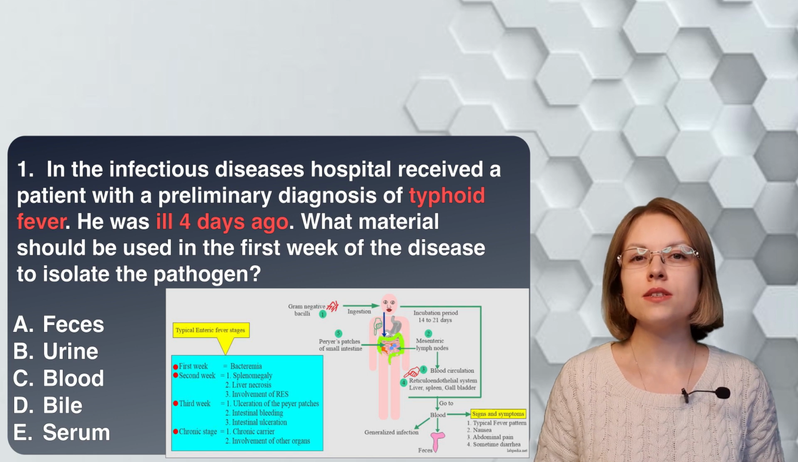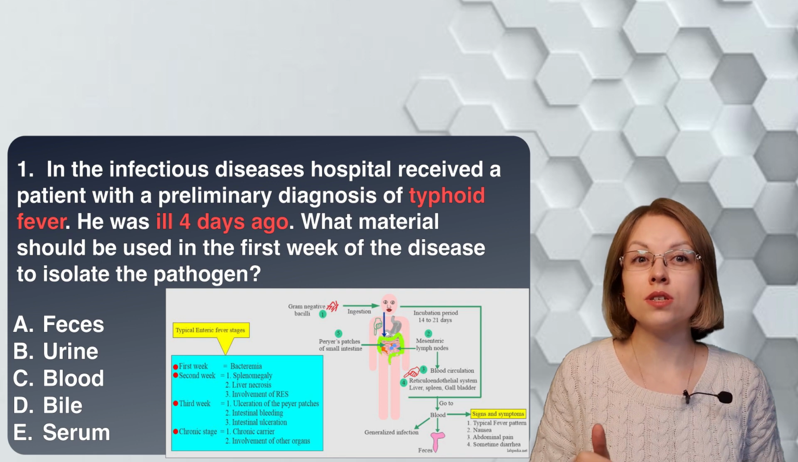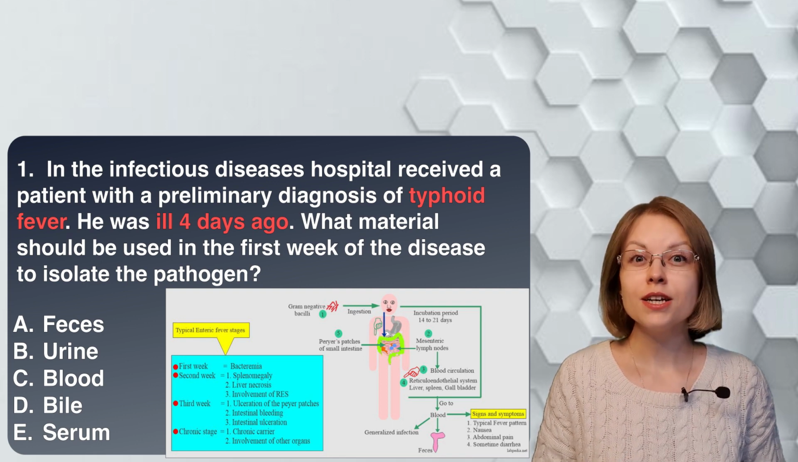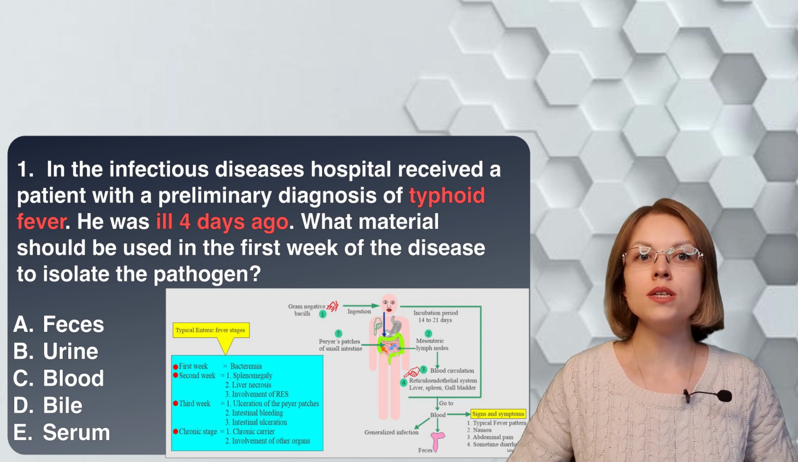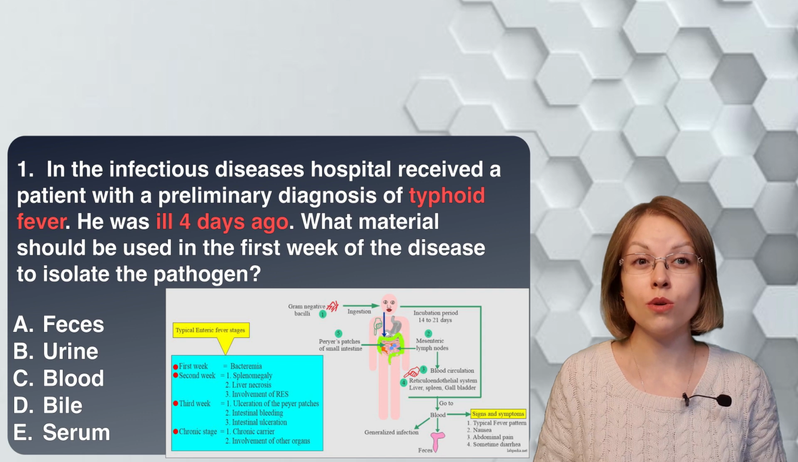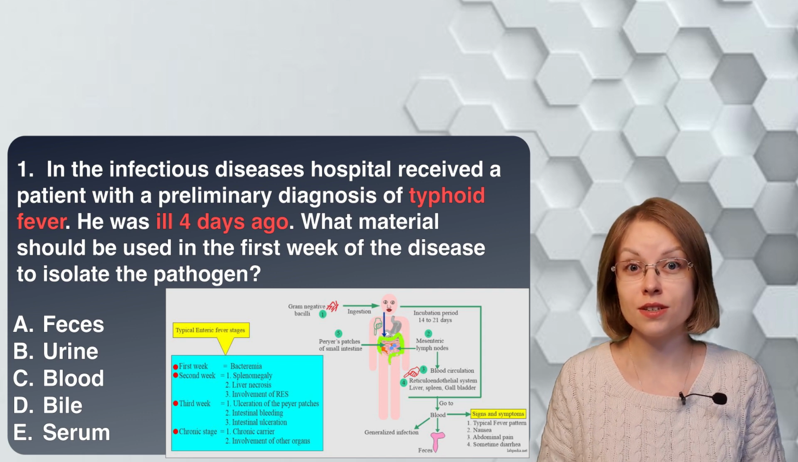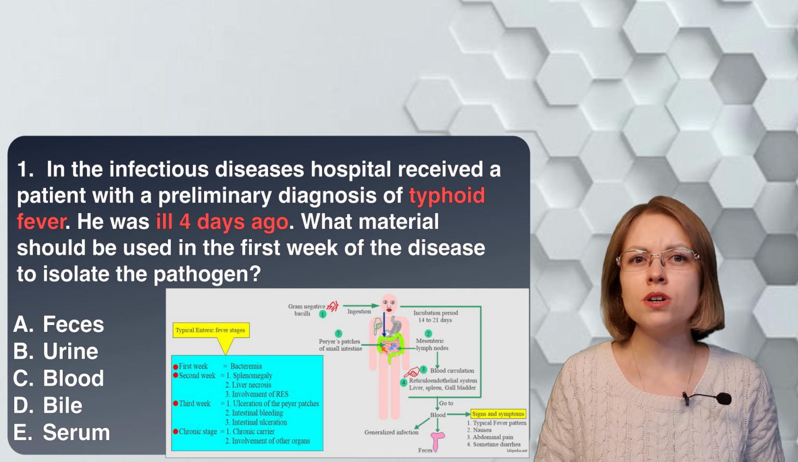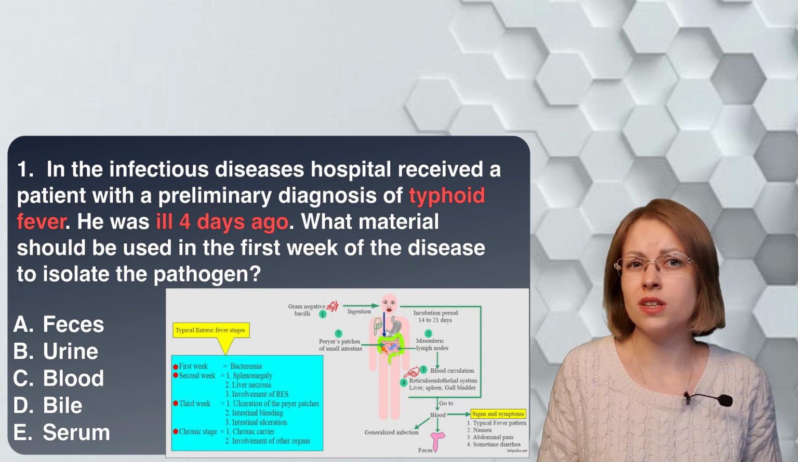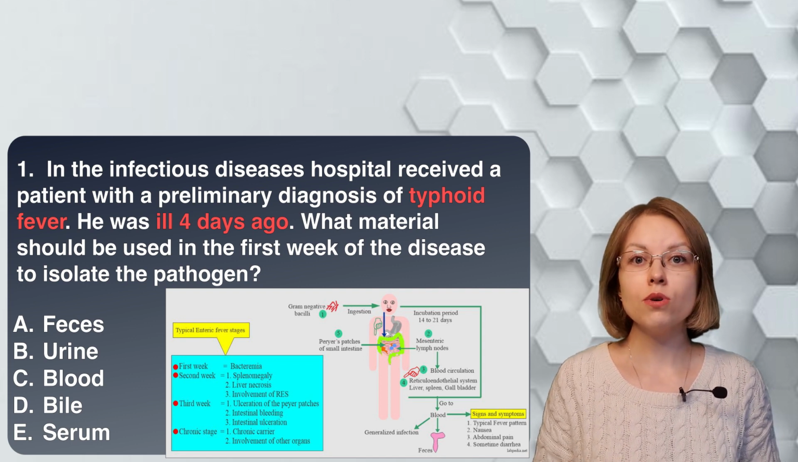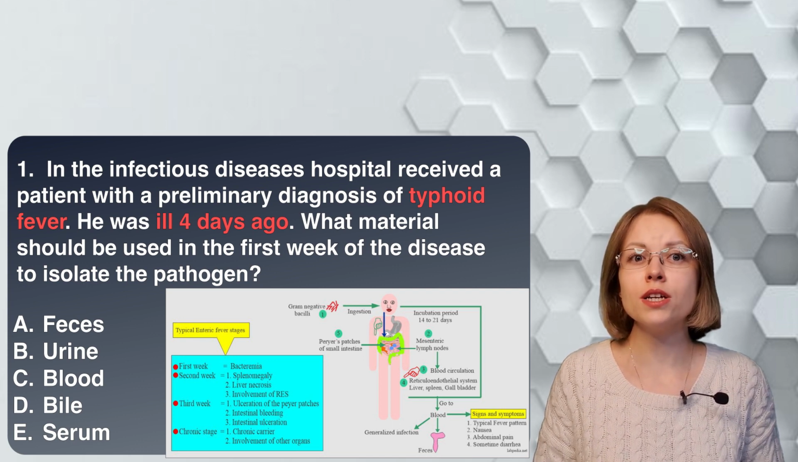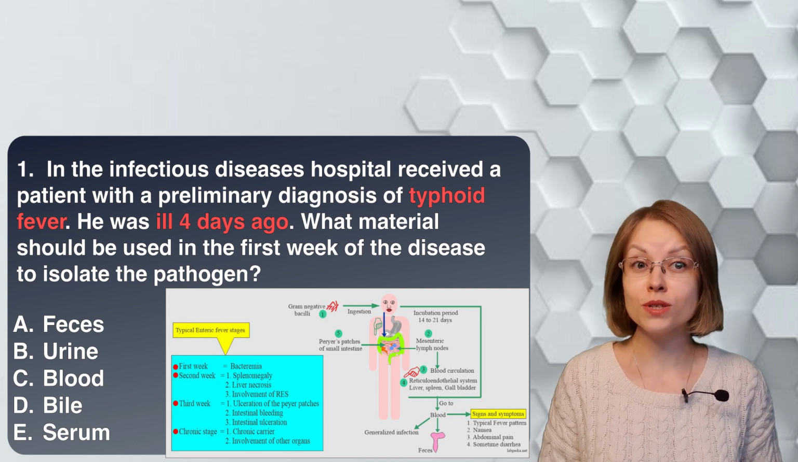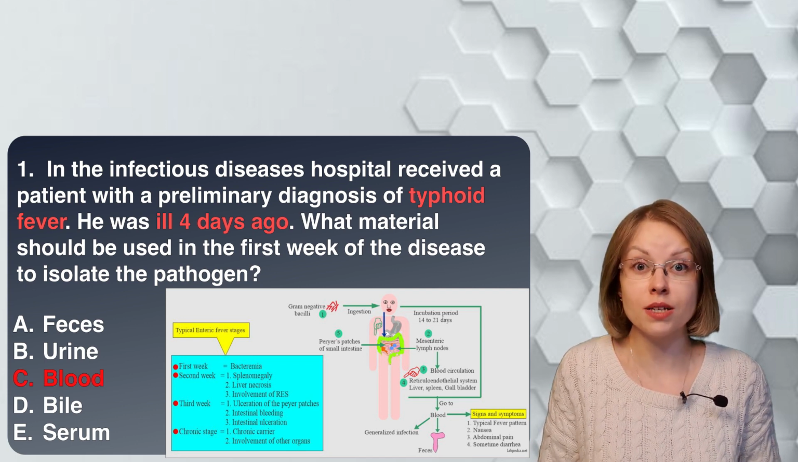In the first days of the disease, Salmonella enter the bloodstream as a result of primary bacteremia. Due to the death of some Salmonella, the toxin is released under the influence of bactericidal substances in the blood, which causes fever and other non-specific clinical manifestations. Therefore, during this period, typhoid Salmonella can be isolated from blood. So the correct answer is C, blood.